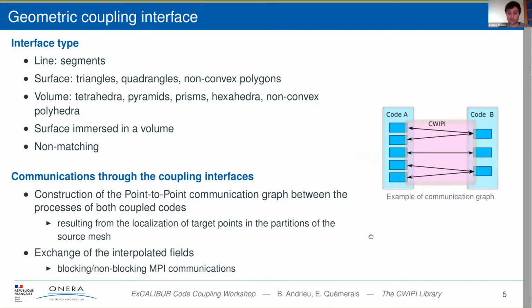And those interfaces and meshes can have any type of elements, even polygons and generalized polyhedra. And the meshes on both sides of the interface do not have to match. So this way you can couple using a surface immersed in a volume or overlapping domains.